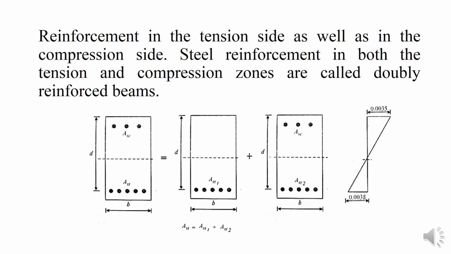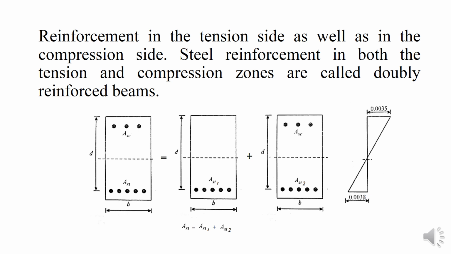First of all, what is a doubly reinforced beam? In a doubly reinforced beam, the reinforcement is provided on the tension side as well as the compression side. The steel reinforcement in both the tension and compression zones is called a doubly reinforced beam. In the normal general case, the bottom portion has tension and the top portion has nothing, but here we are providing steel in the tension zone as well as the compression zone.